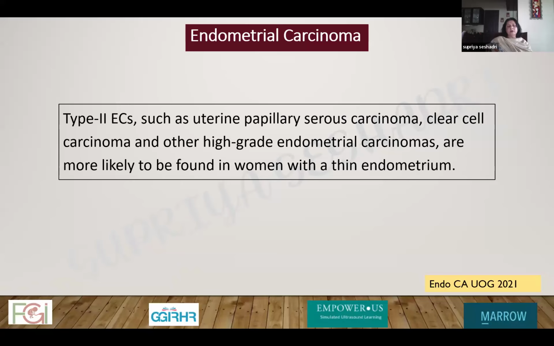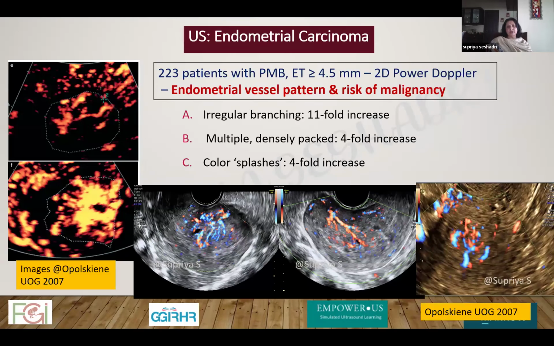However, it should be borne in mind that type 2 endometrial cancers such as uterine papillary serous carcinoma, clear cell carcinoma, and other high-grade endometrial carcinomas are more likely to be found in women with a thin endometrium.